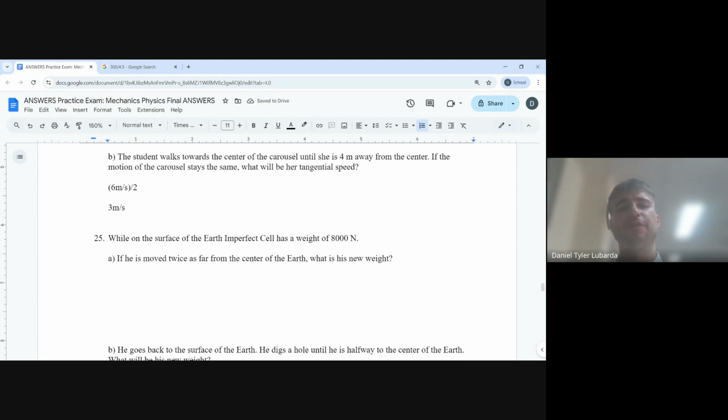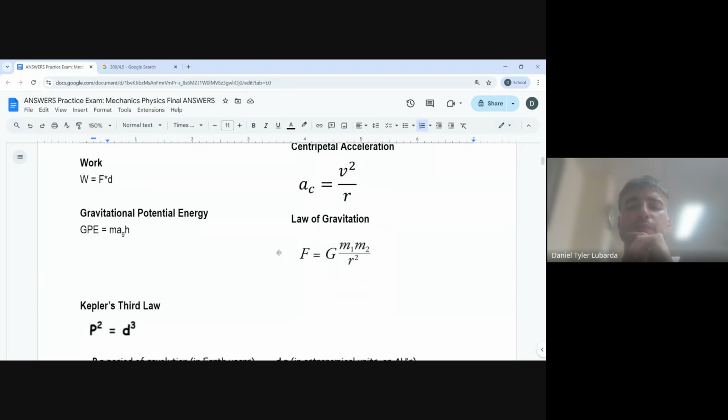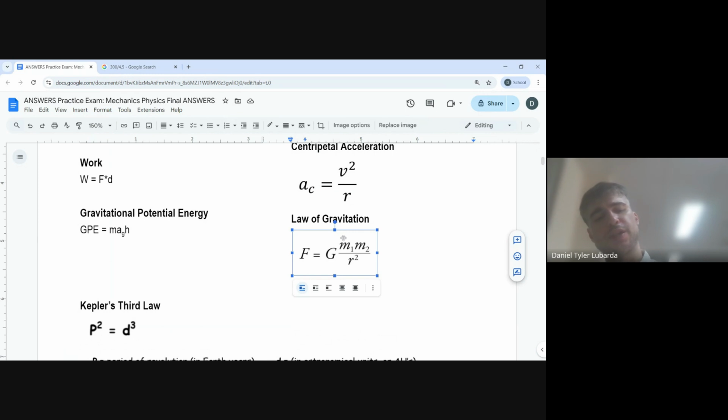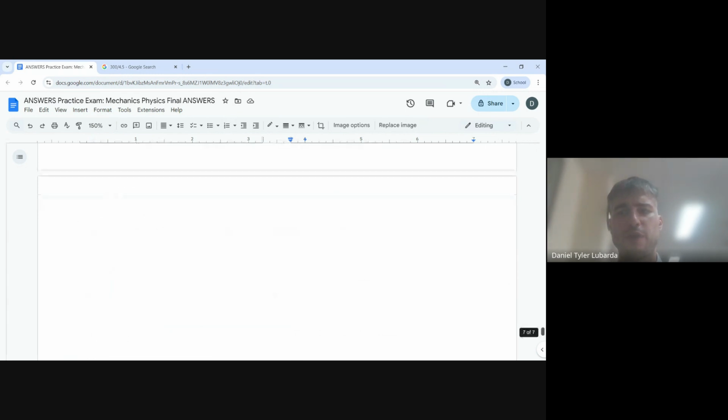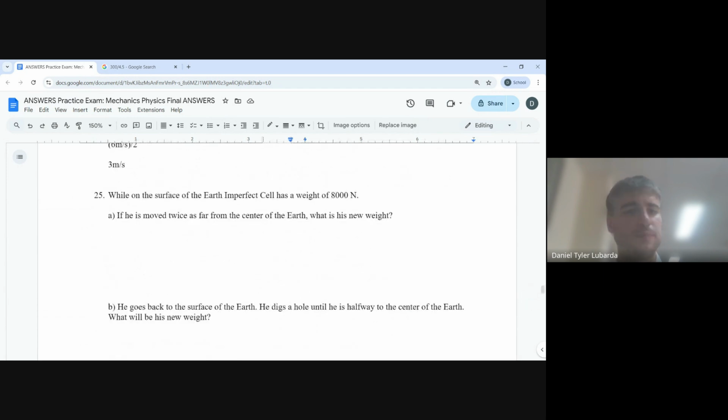While on the surface of the Earth, Imperfect Cell has a weight of 8,000 newtons. If he moved twice as far from the center of the Earth, what is his new weight? See, how can we figure this out? Let's look at our law of gravitation equation over here. I'll bring this down for us, and let's see if we can figure out a way to use this to help us answer the question.